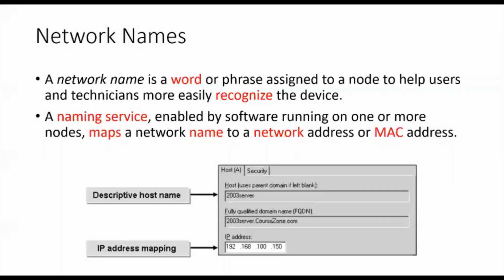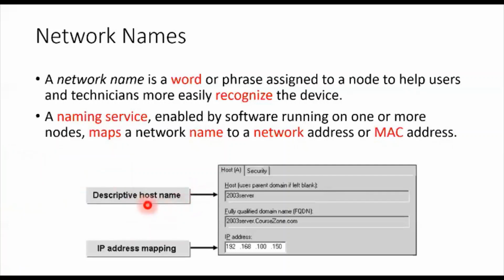So that's when the network name comes into action. The network name is a word or a phrase used by the user which makes the user easily recognize the device. Remembering the name is much easier than remembering the IP address. In order to make this happen, there are naming services which help to map the network names with the network address or the MAC address.